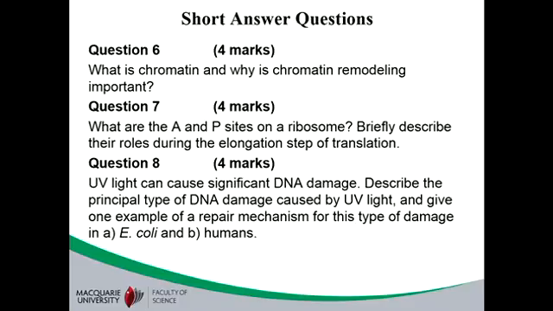What else have we got? What are the A, P and E sites on a ribosome? Briefly describe their roles during the elongation step of translation. So you can tell me about what the A, P and E sites are, that they're where tRNAs bind, and you can describe how the aminoacyl group gets transferred from one tRNA onto the growing peptide chain on the next tRNA.